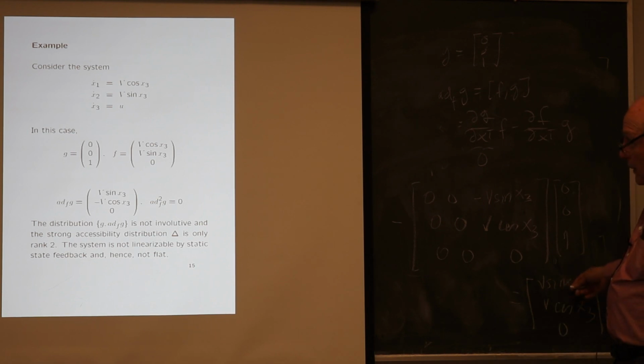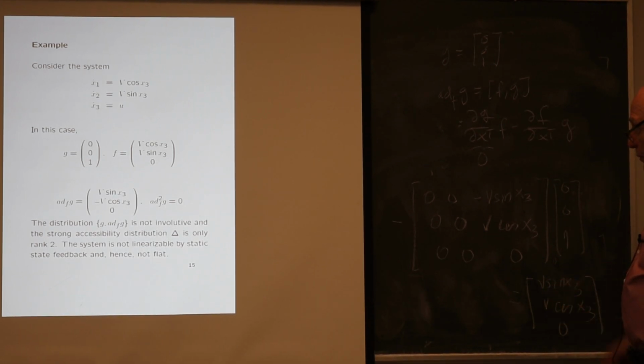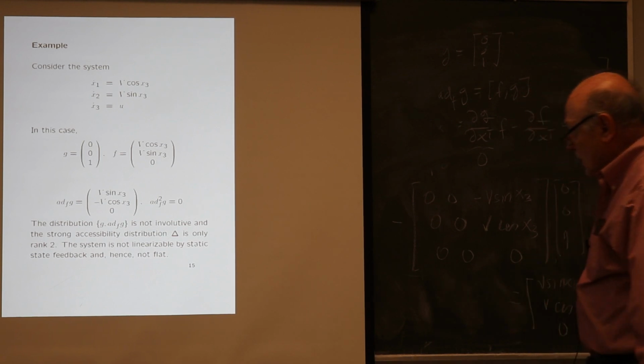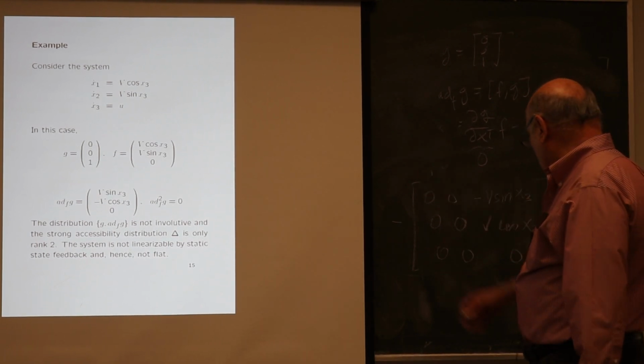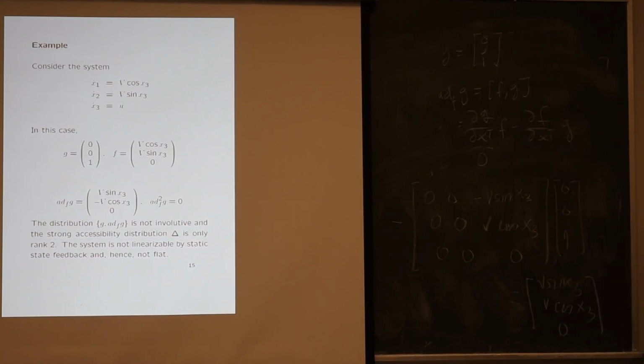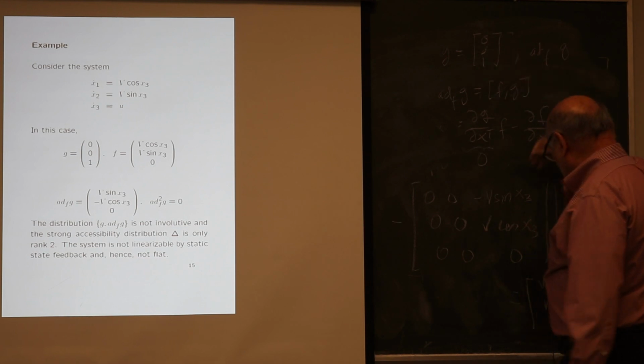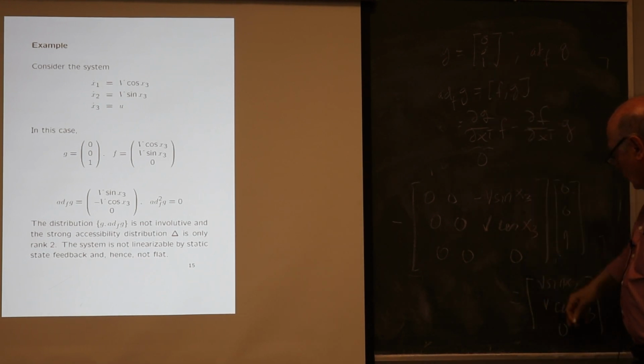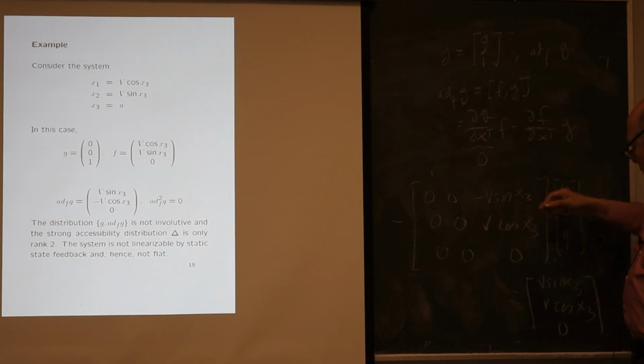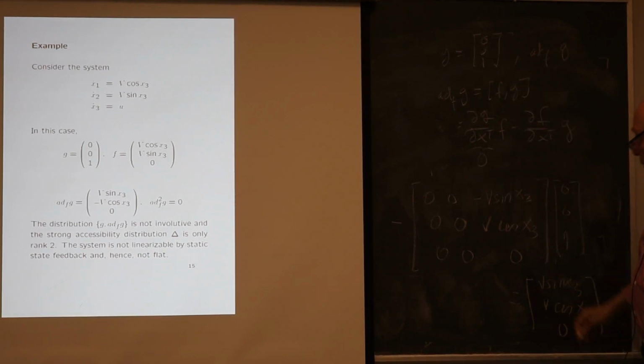I know it's not the same because this is V sine, this is V cosine. So is that a new direction for all the vector fields? You have V cosine, V sine, and then you have V sine, V cosine. So G and ad Fg represent two linearly independent directions, right? G is this and ad Fg is that.